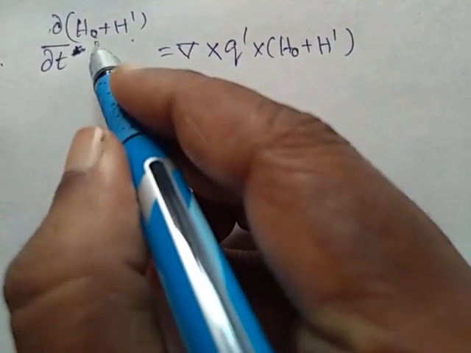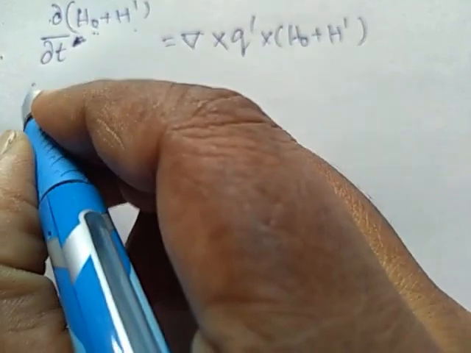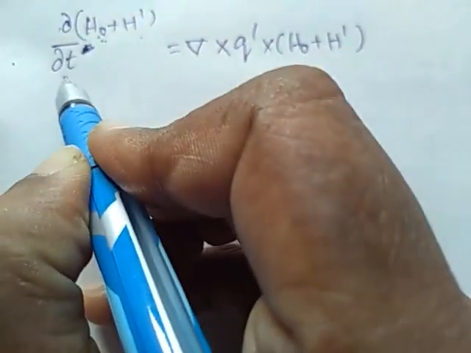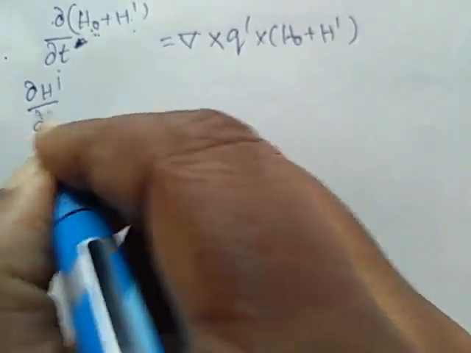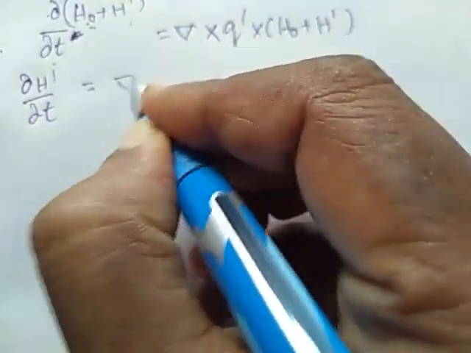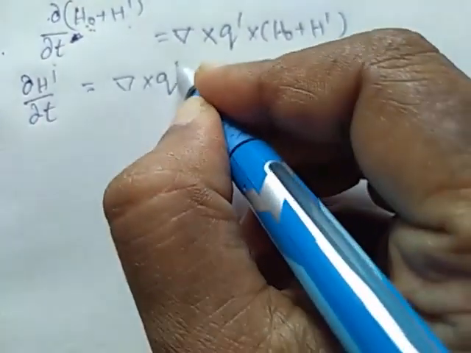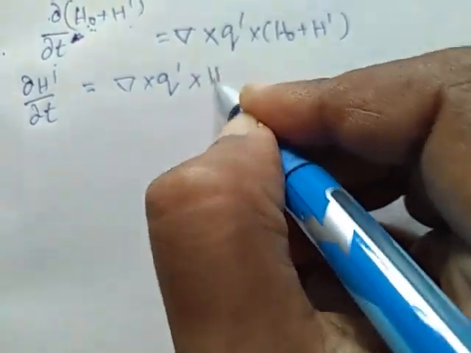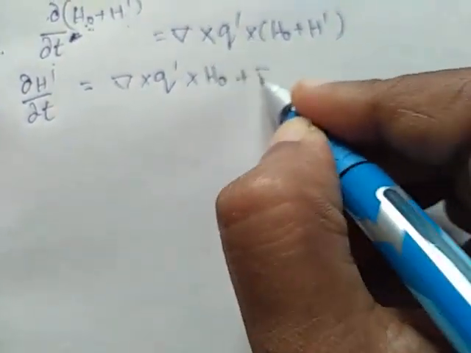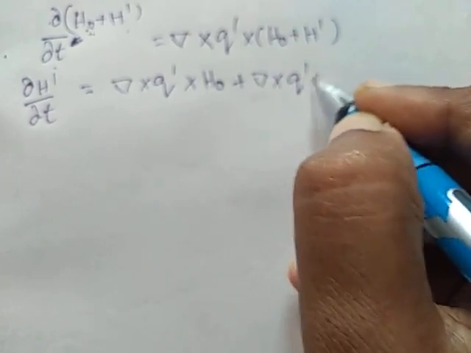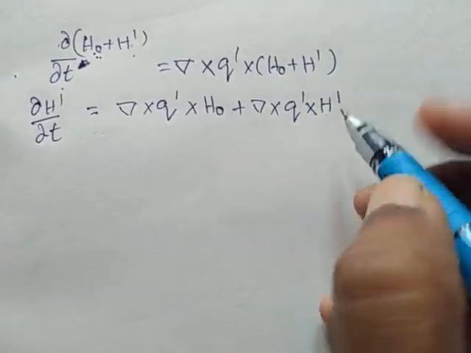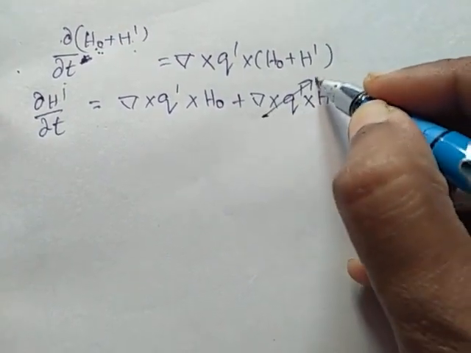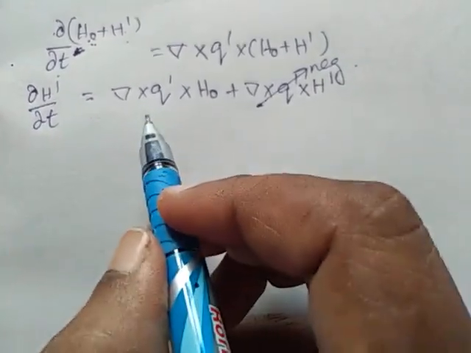Again, when we differentiate this, H₀ is constant, so ∂H₀/∂t is 0. So we will have ∂H'/∂t is equal to ∇ × (Q' × H₀) plus ∇ × (Q × H'). Again, this term we are neglecting, as it will be very small. We are left with ∇ × (Q' × H₀).